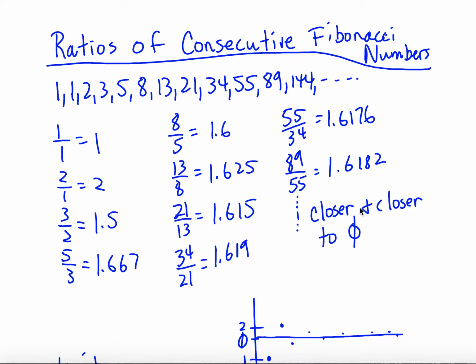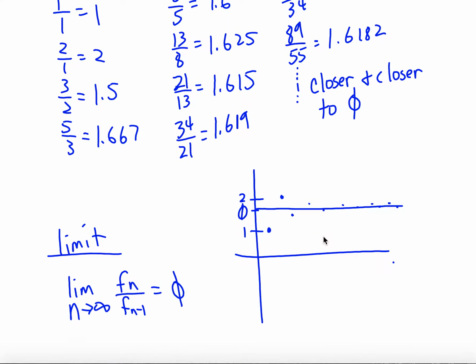So it actually gets closer and closer and closer to phi. And we can do this kind of thing as a limit. Limits are just where numbers will head as you keep going on, as you let x get bigger and bigger and bigger.